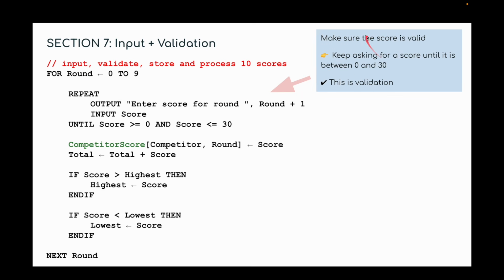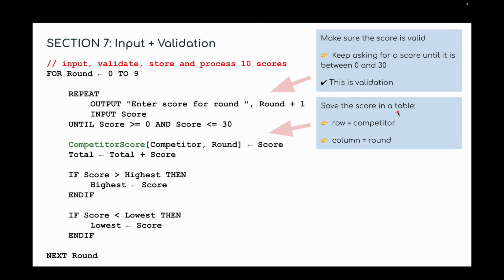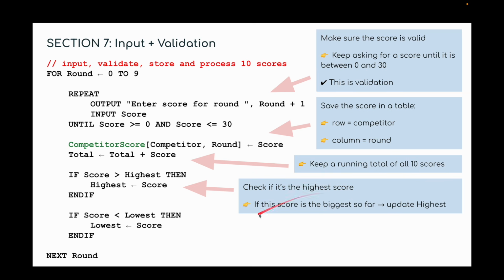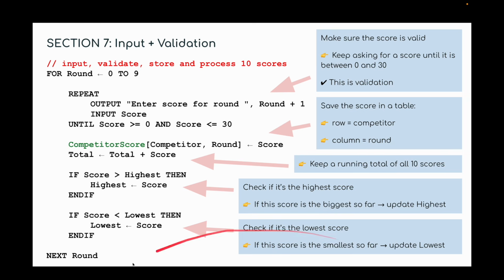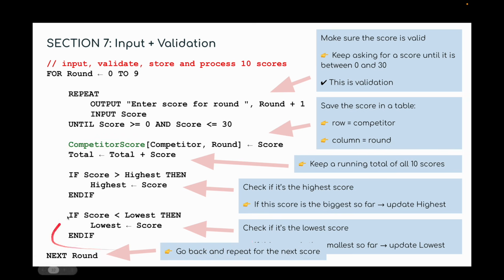So to recap, make sure the score is valid. Keep asking for a score until it's between 0 and 30. This is our validation. Save the score in the table, row equals competitor, column equals round. Keep a running total of all 10 scores. Check if it's bigger than the highest, update the highest, and again for the lowest. And then finally, we're going to go back and repeat for the next score until we've got all 10 score entries in this 2D array.